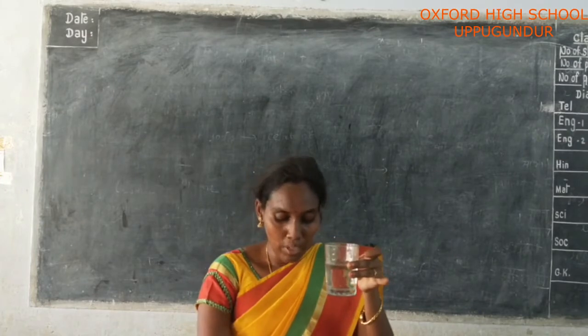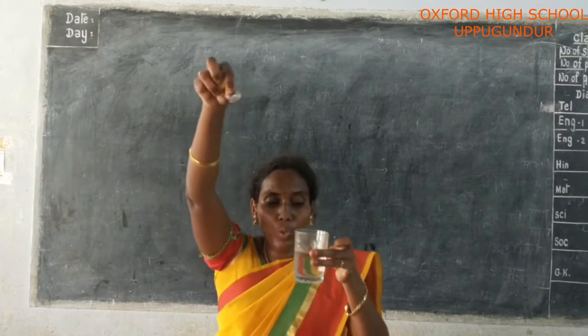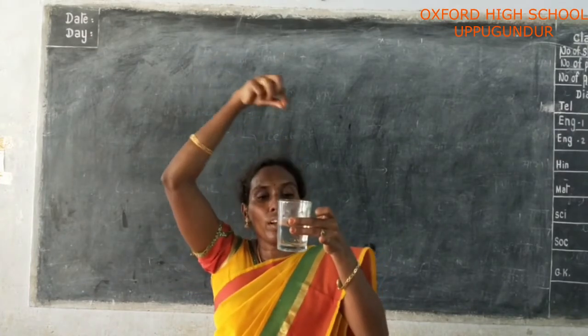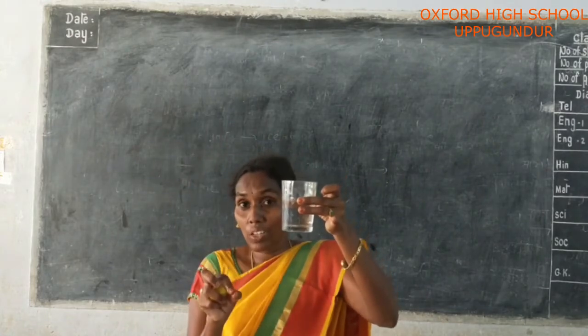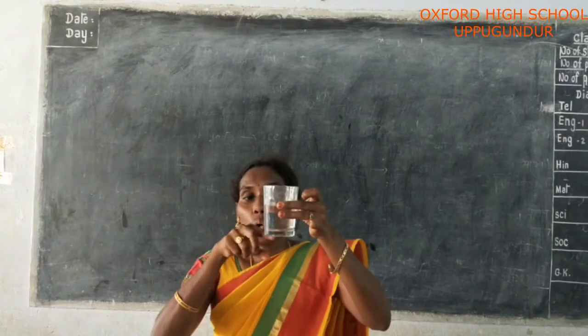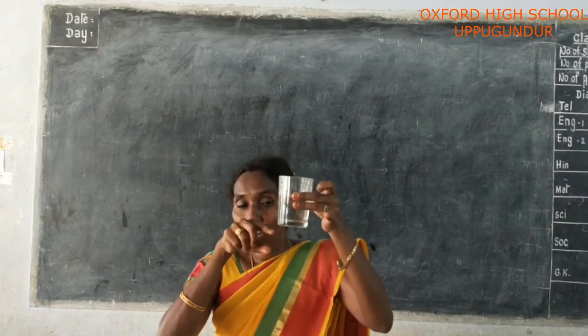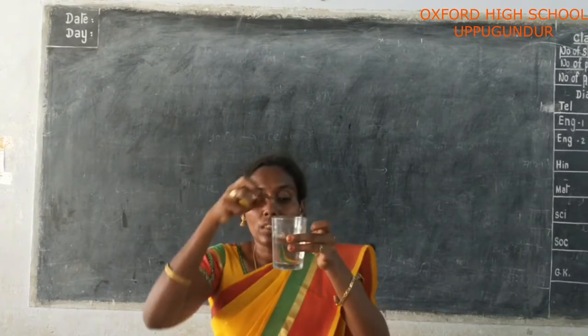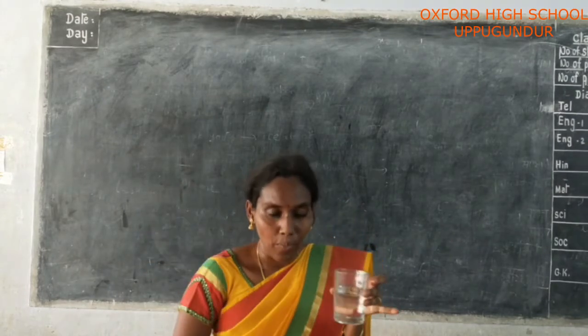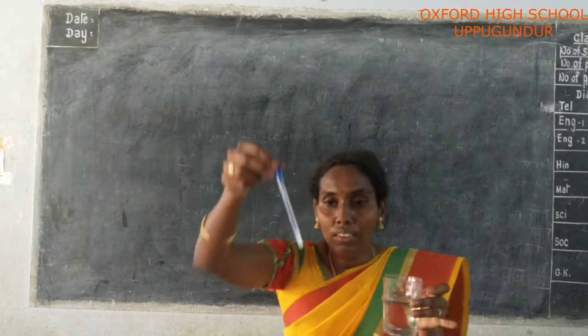See the next one. This is a 5 rupees coin. The 5 rupees coin is also dropped into the glass of water. Here also we clearly observed that the coin appears to be raised. We have to observe this. Okay? And next one, this is the pen.